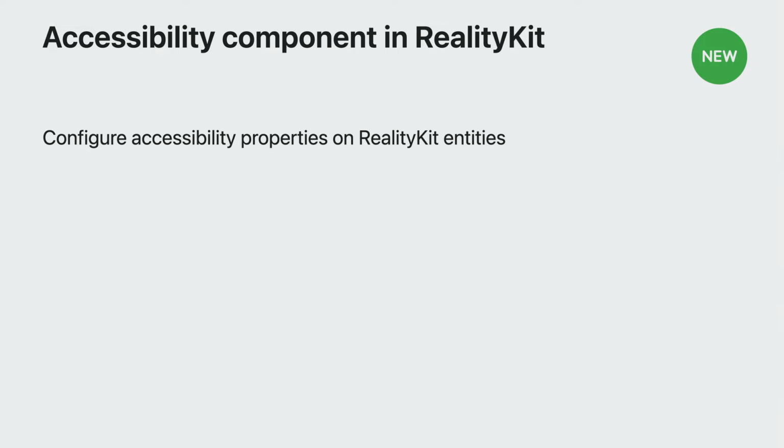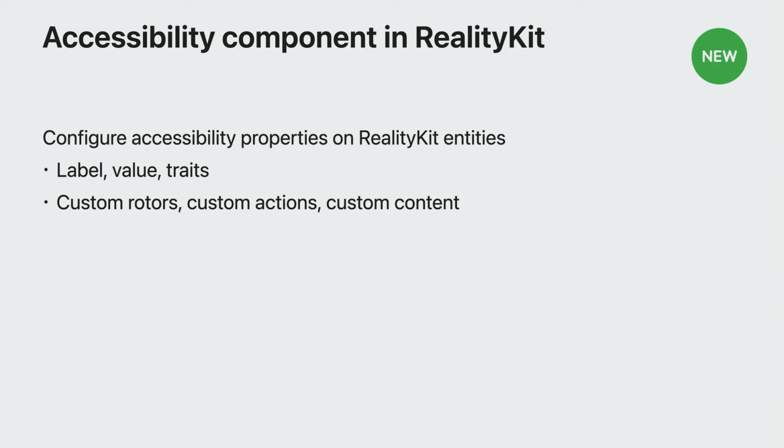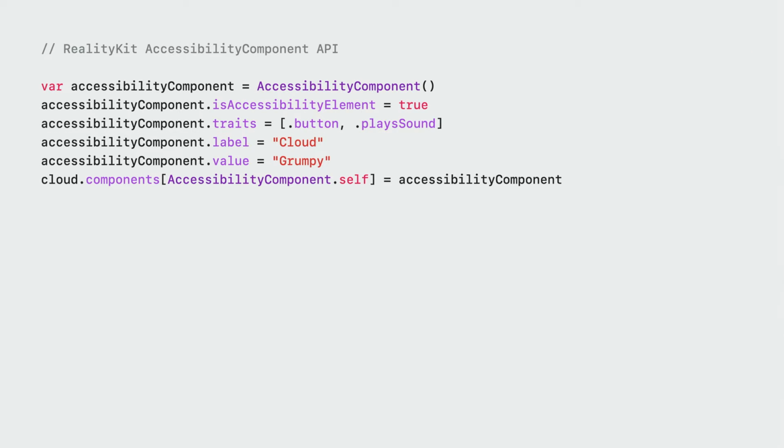The accessibility component allows you to specify accessibility properties on RealityKit entities. You can configure accessibility labels, values, and traits, as well as custom rotors, custom content, and custom actions. You can also configure system accessibility actions, such as the activate and adjustable actions. To make the clouds accessible, let's start by creating a new accessibility component, and then set isAccessibilityElement to true, to indicate to assistive technologies that the cloud should be navigable.